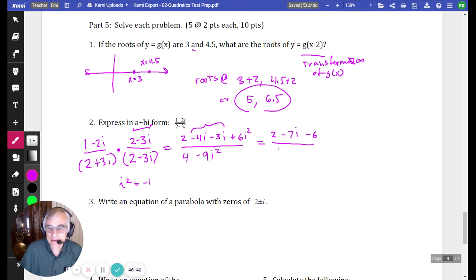In my denominator, I've got 4 minus 9i squared. Now, i squared again is negative 1, so it's minus 9 times negative 1. So it's actually a positive 9, a minus a minus.